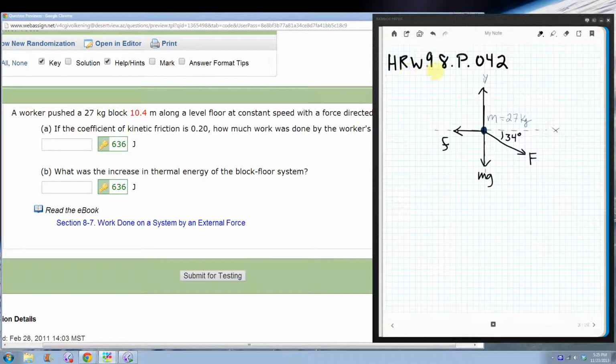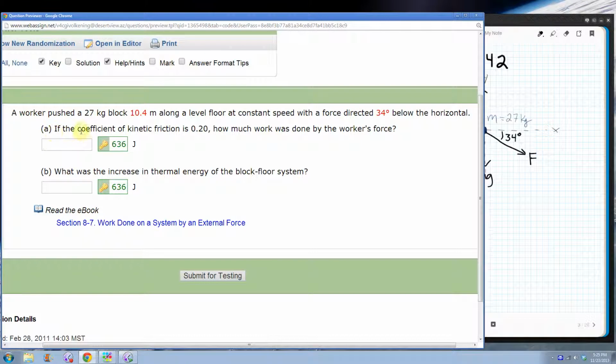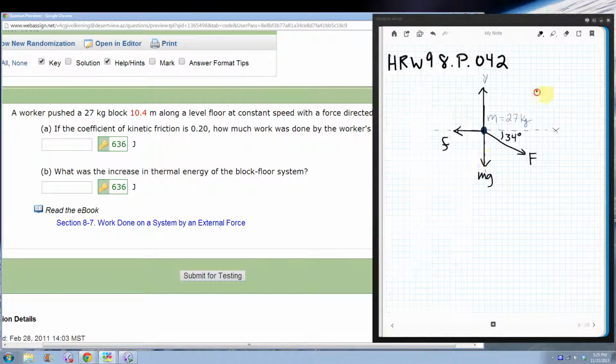This is HRW98P042. The worker pushes a block along a level floor at a constant speed with a force directed 34 degrees below the horizontal. I've gone ahead and made a free body diagram of this. So here's the force of the worker, normal force, which I forgot to label, sorry, gravity, and of course friction.